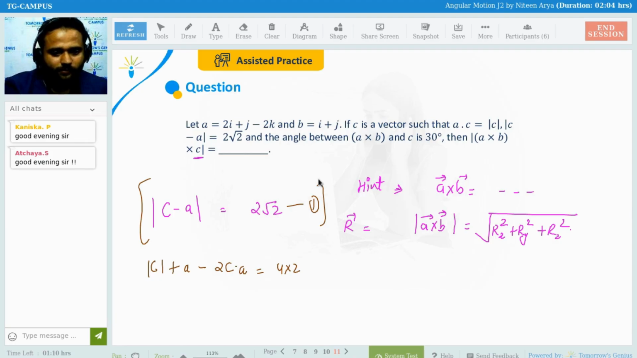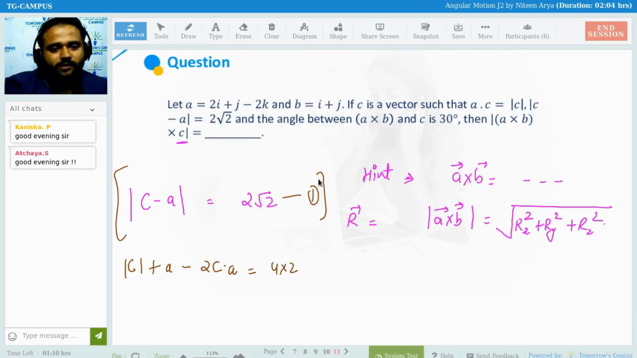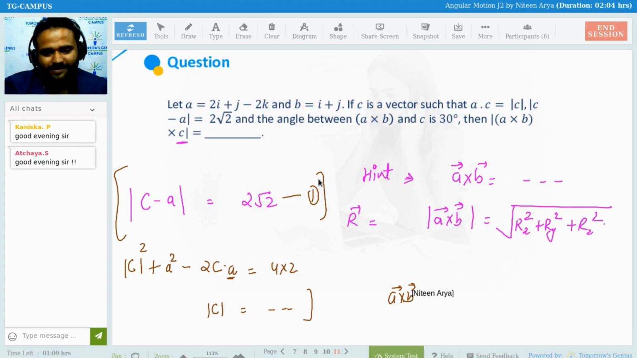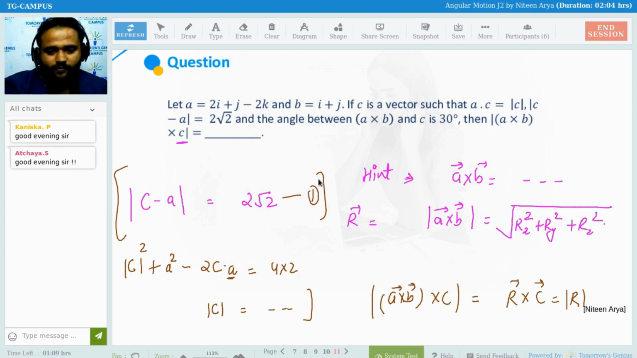Is this clear to you? From this equation you can find the magnitude of C, and from this we can find the magnitude of A cross B. What we need to find is A cross B cross C. You can put this as R, basically the magnitude, so it is R cross C. But obviously you need to find the magnitude of R first, and the magnitude of C from there, and then sine 30 degrees, because the angle between A cross B and C is 30 degrees. Got it? Do this.